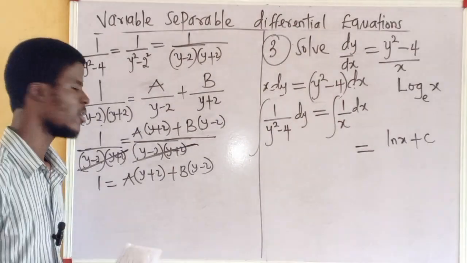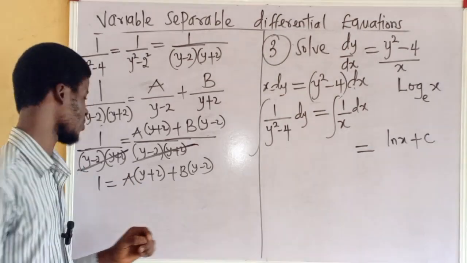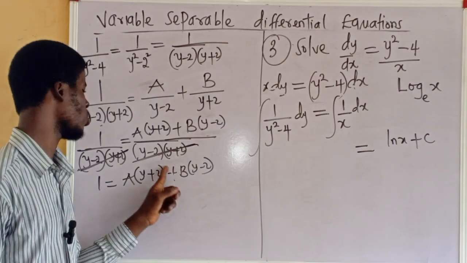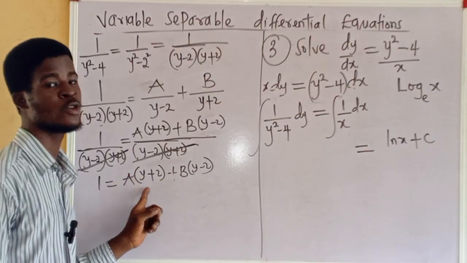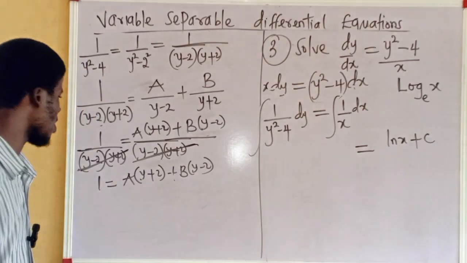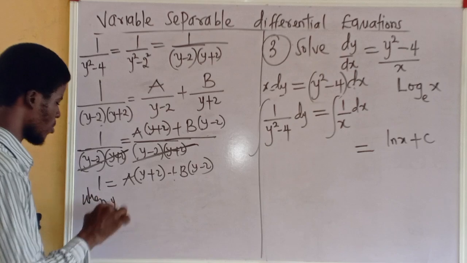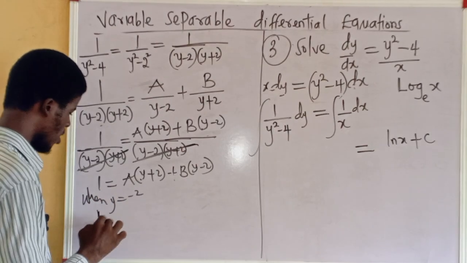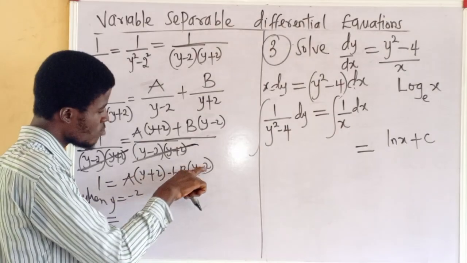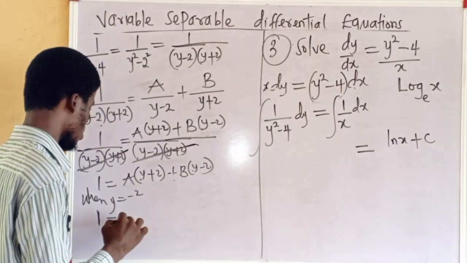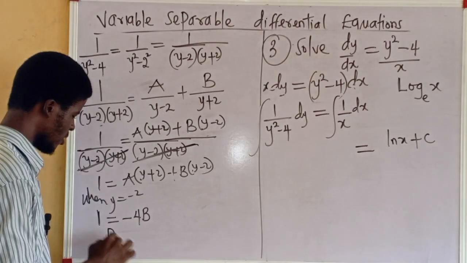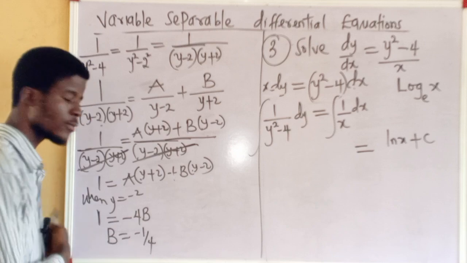What value of y, for example, I want to eliminate a. What value of y will I plug into this equation to make everything here equal to 0? If I put y equal to minus 2, minus 2 plus 2 is 0. Everything here becomes 0. So when y is equal to minus 2, we have 1 is equal to, everything here is 0, minus 2 minus 2 is minus 4 times b, minus 4b. So if I divide both sides by minus 4, it means that b is equal to minus 1 over 4. That's what it means.